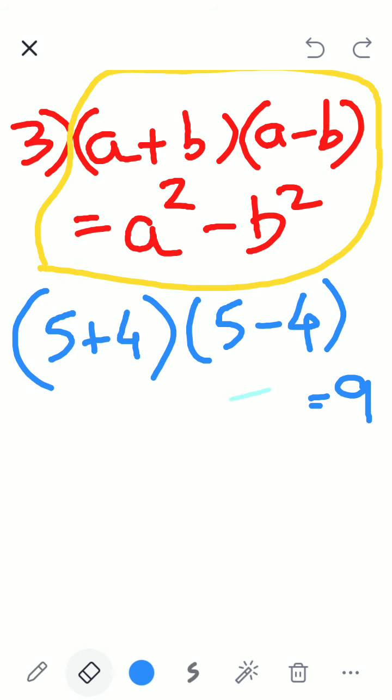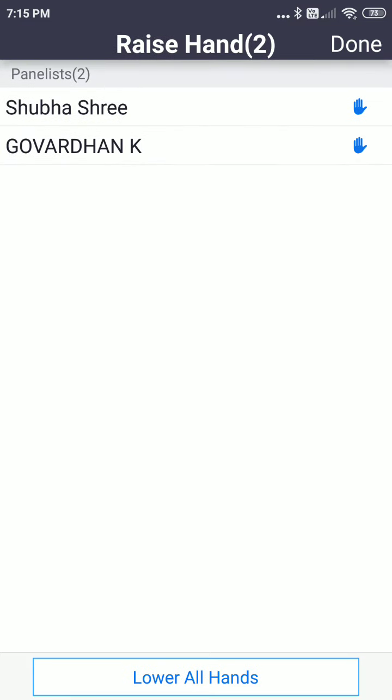Okay. So answer is 9. Now let us do the long method. Who wants to do? Raise your hands, children. Shubhashi answered. Govardhan answered. Shweta answered. Pawan answered. Anybody else? Come on, children. Navyashi answered. Bhargavi, quickly. We'll finish the class with this.